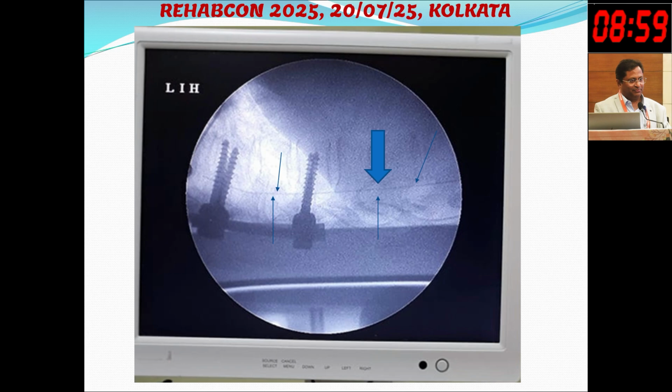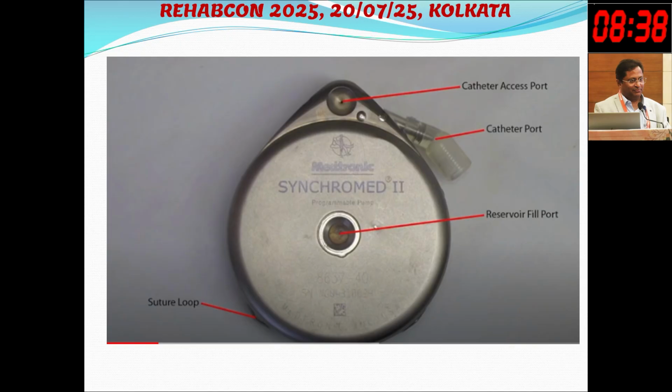And intraoperatively, we do a fluoroscopy. This is the X-ray which confirms the tip of the catheter. So this is the catheter. It has to go up to T1 level or T6 level depending on the diplegia or quadriplegia, something like that. And this is the device.